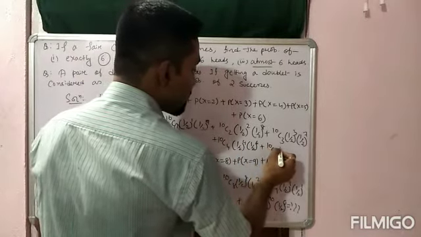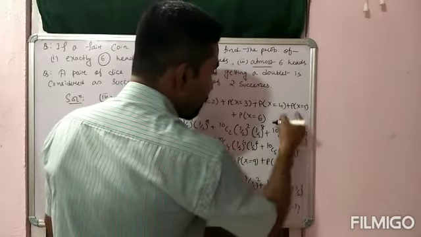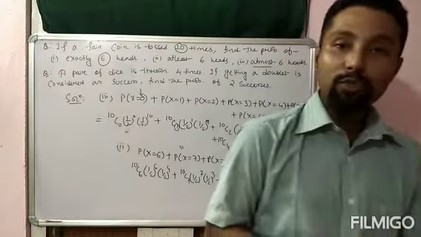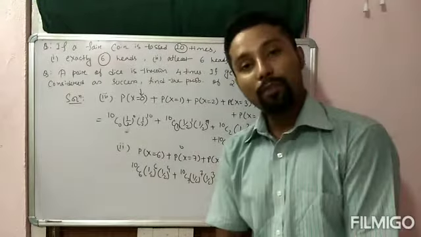10c5 means 5 times success, then 5 times failure. And for P of X equal to 6, you can write 10c6 (1/2)^6 into (1/2)^4. So after calculation, whatever answer you get will be the final answer.